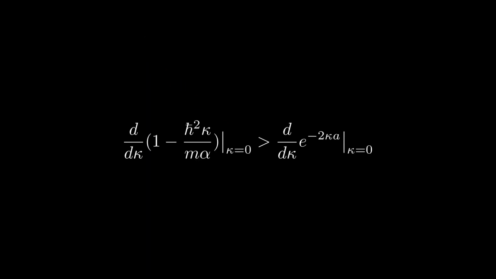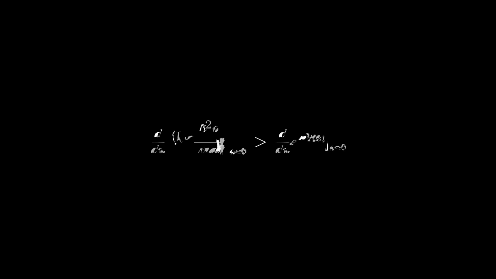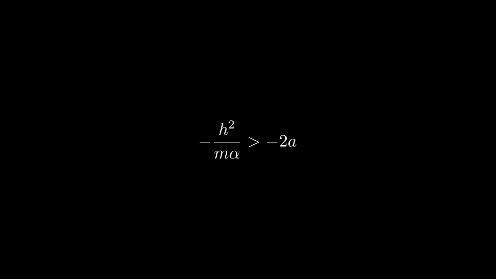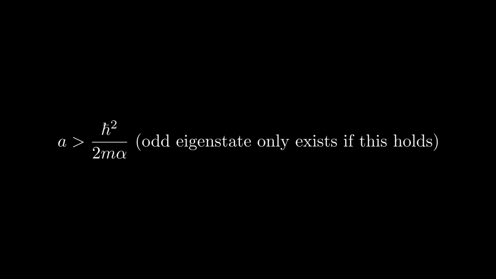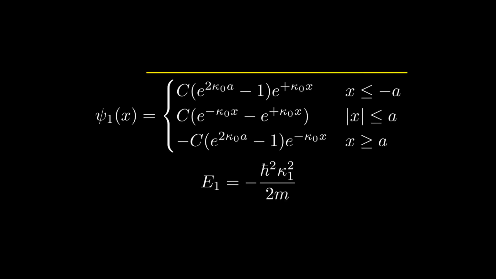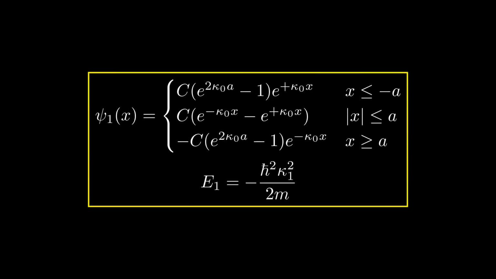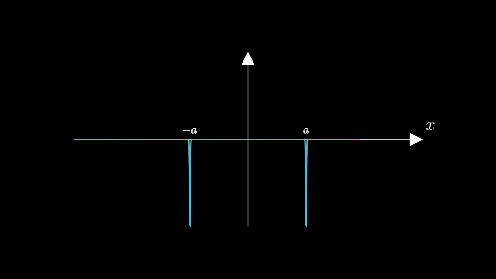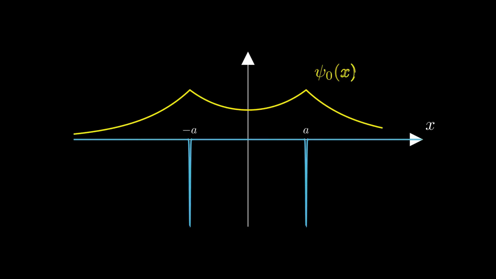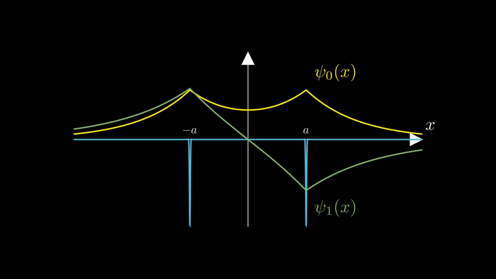Consequently, comparing the derivatives at kappa equal to 0 of both sides of the transcendental equation, we can see that we only have an odd eigenstate if and only if alpha is greater than h bar squared over 2ma. If this eigenstate exists, it will have the following form and energy, where kappa equals kappa 1 again represents the intersection of the two curves previously shown. Based on the number of nodes, it should intuitively be clear that the even eigenstate, which is always non-zero, must be the ground state, while the odd eigenstate, which is only 0 at the origin, must be the first excited state.